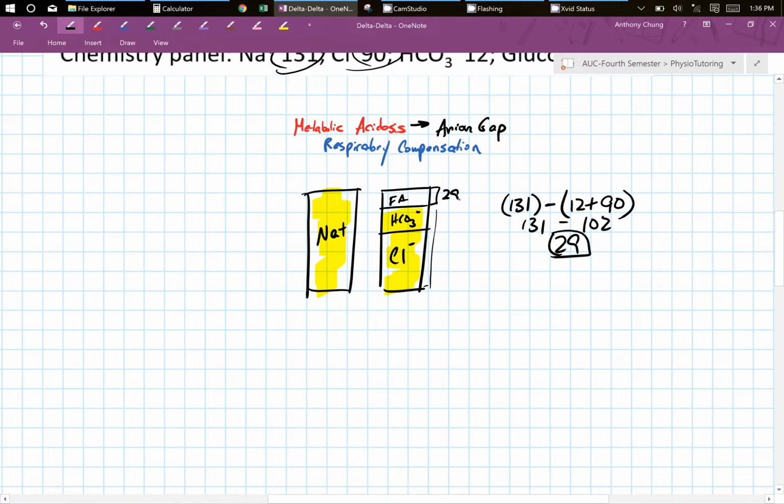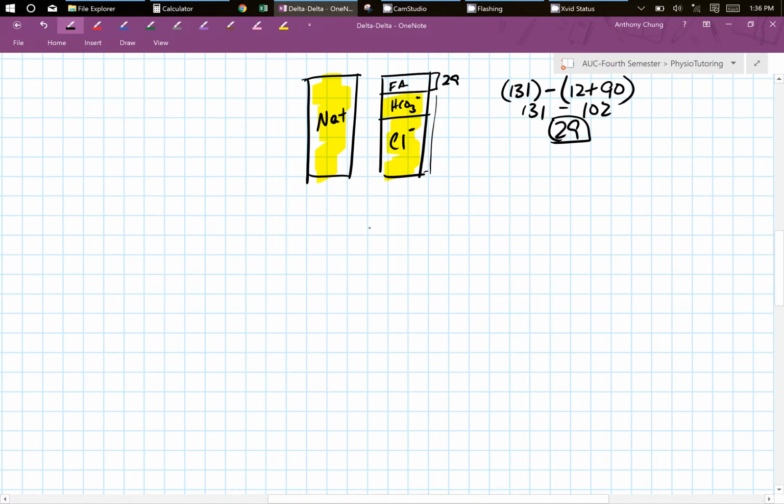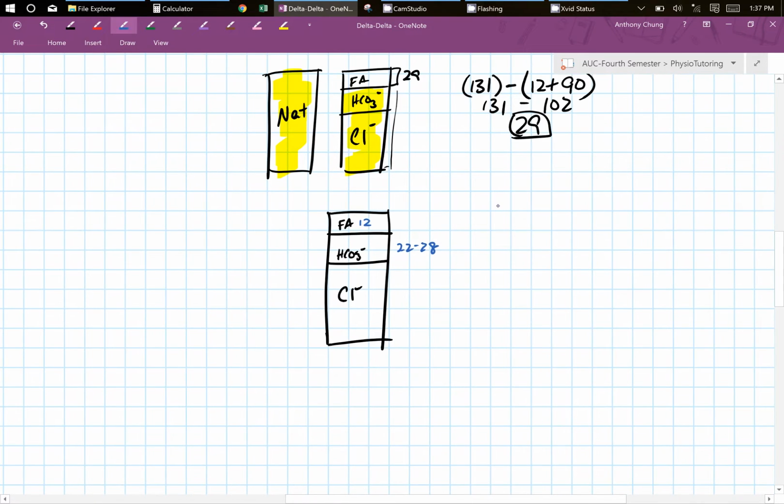Now the next part is to figure out whether there's a secondary metabolic acidosis or secondary metabolic alkalosis. So this is the method. The first thing you're going to do is draw this little box. You're going to draw a fixed acid box, a bicarb box, and a chloride box like that. And then you have to give me some numbers. The numbers normally are 12, 22, 28. Draw that first. That's the first thing you draw. So the first step is to draw the setup.